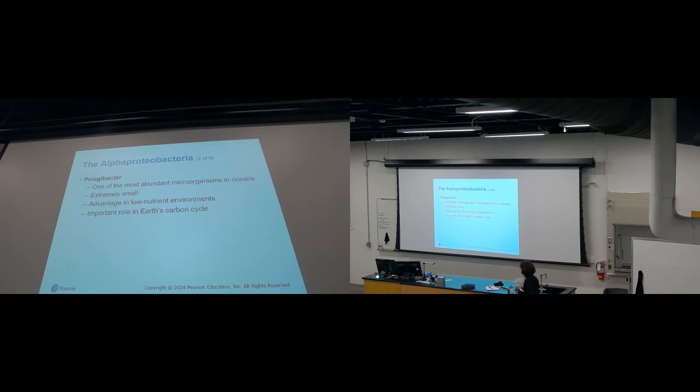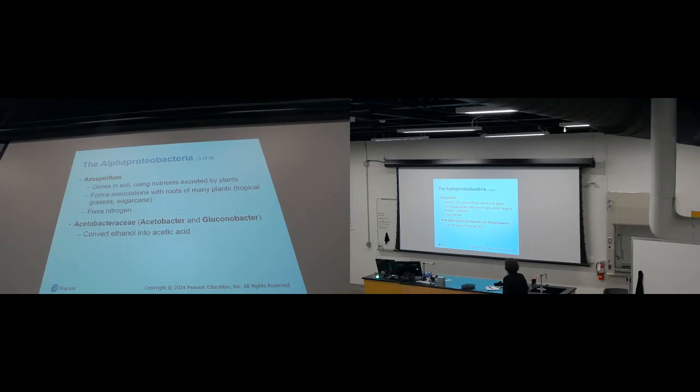Members of alpha proteobacteria: Pelagibacter. This one is found in the oceans, and is the most abundant bacteria in the ocean. It is very small, and again, just like any member of the alpha proteobacteria, can live in low nutrient environmental conditions. This bacteria plays a role in the cycle of carbon, to recycle carbon sources.